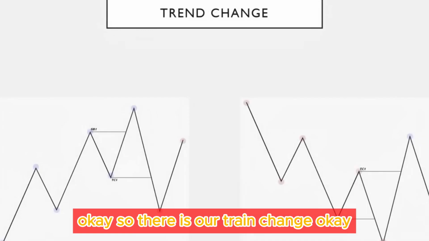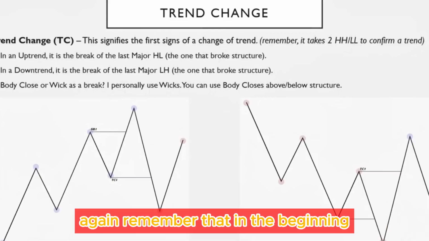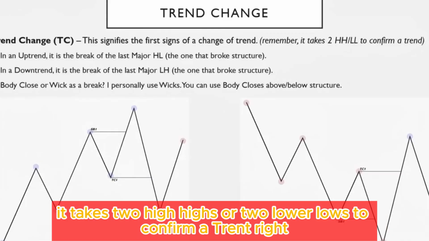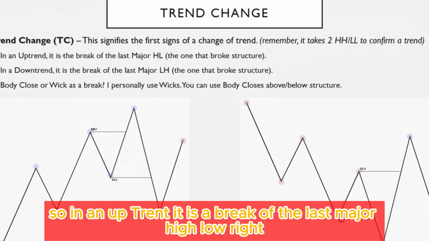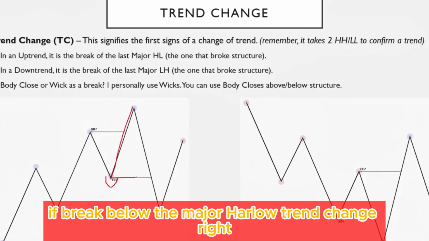Okay? So there is our trend change. Okay? So this pretty much signifies the first change of the trend. Right? Again, remember that in the beginning I told you it takes 2 higher highs or 2 lower lows to confirm a trend, right? So in an uptrend, it is the break of the last major higher low, right? So this is the last push. This is the last major higher low. If break below the major higher low, trend change, right?